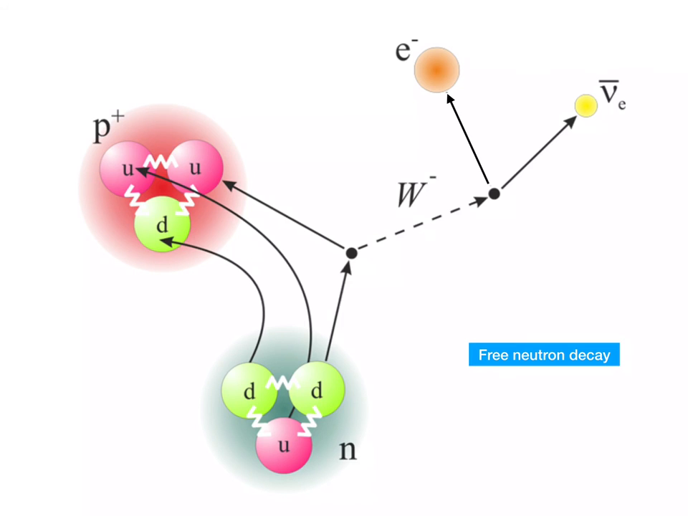All reaction products are stable. The proton is stable, the electron and also the anti-electron neutrino are stable particles. Furthermore, lepton number is conserved because before the reaction the lepton number was 0, there was no lepton, and after the reaction we have an electron with a +1 lepton number and an antineutrino with a -1 lepton number, again giving us 0 lepton number.